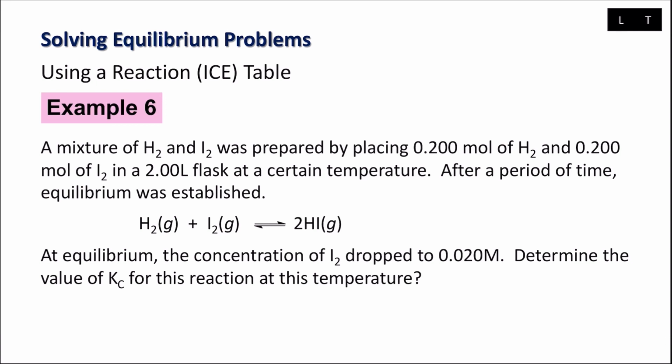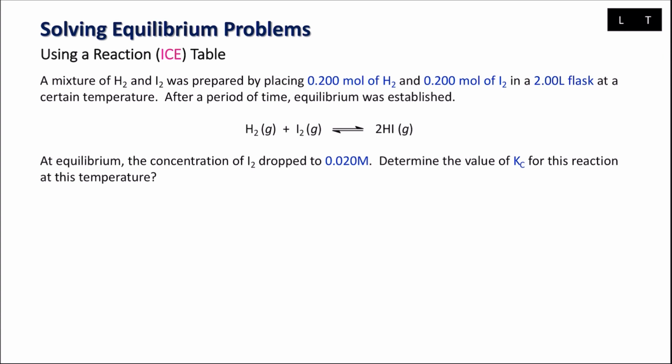I have example 6. Baca dulu apa yang soalan bagi. So now baru kita keluarkan information. So what I have here, ini adalah mole untuk H2, mole untuk I2, dan ini adalah volume iaitu 2.00 liter flask at certain temperature. So dia tak bagi nilai temperature. And then after a period of time, equilibrium was established. And then dia bagi tahu juga extra information, at equilibrium concentration of I2 drop to 0.020 molar, dan dia minta awak calculate the Kc for this reaction.